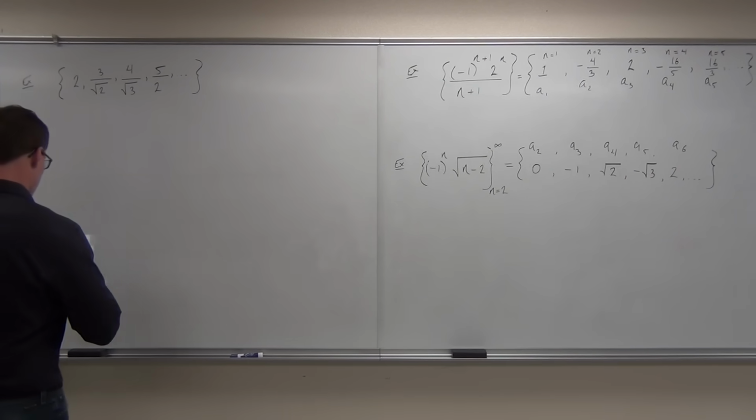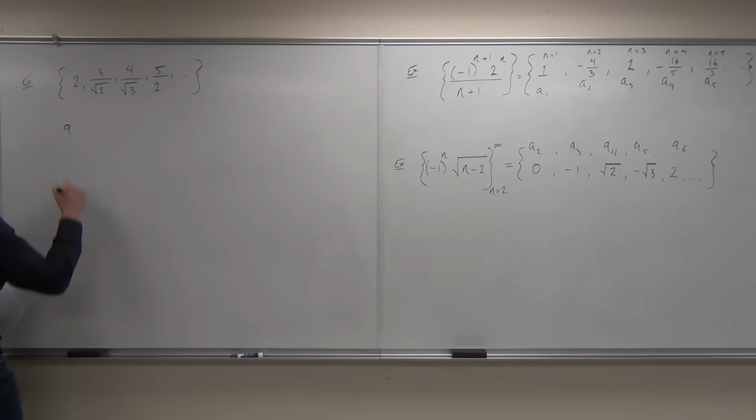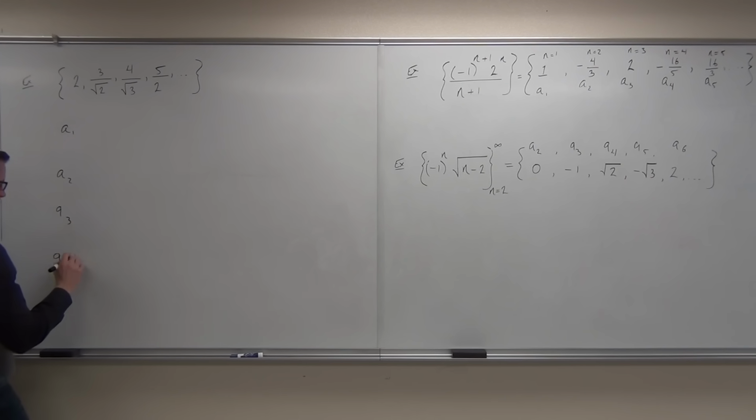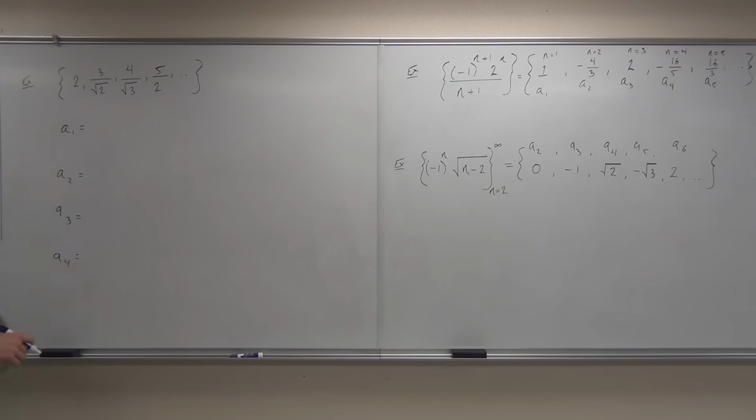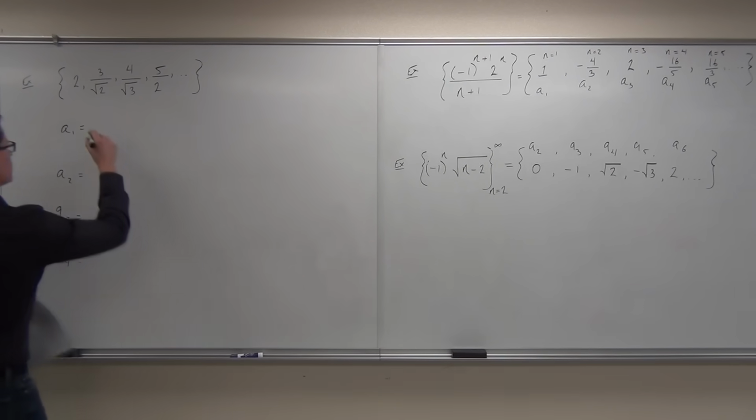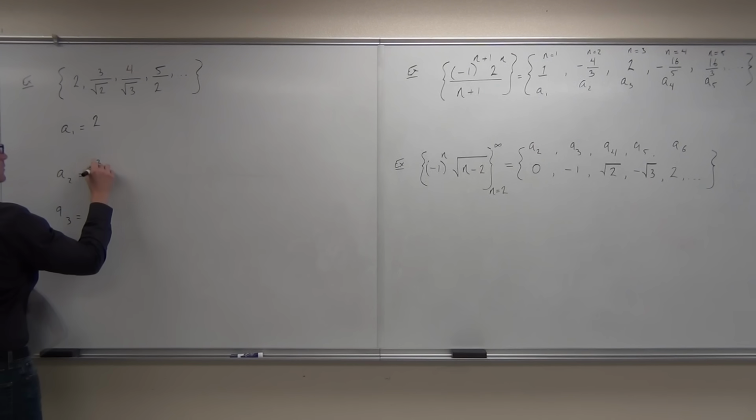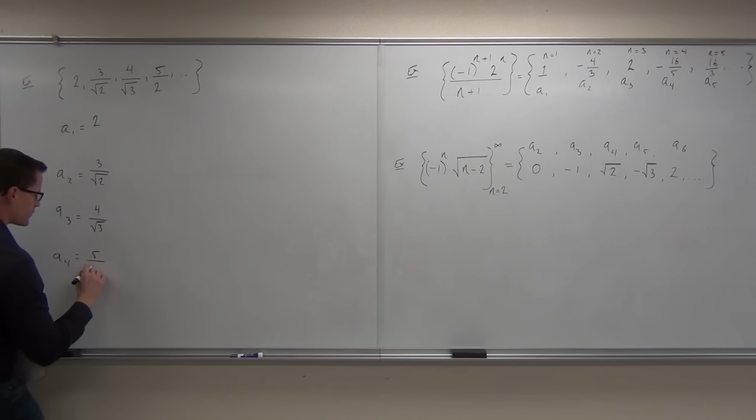The first thing I did was I listed out all the terms that were given to me. I would list out what a sub 1 is, a sub 2, a sub 3, a sub 4 until they stopped giving me terms. Can you tell me what is my a sub 1, everybody? What's my a sub 1? 2. Good. What's my a sub 2? 3 over square root of 2. Very good. And then 4 over square root of 3 and 5 over 2.